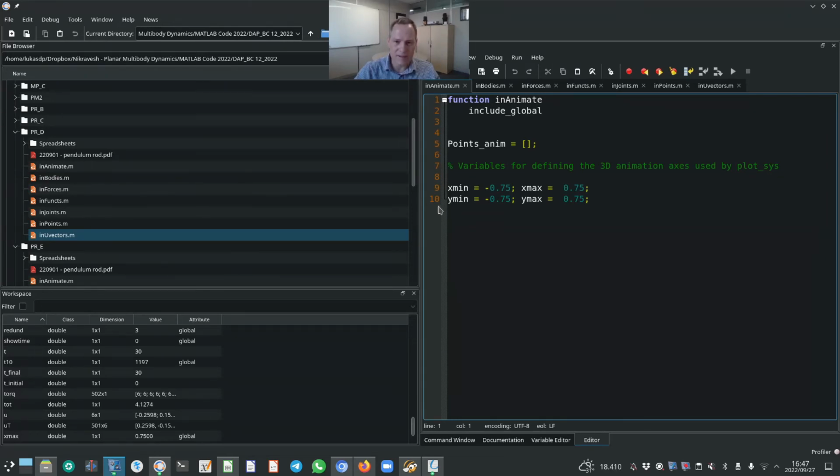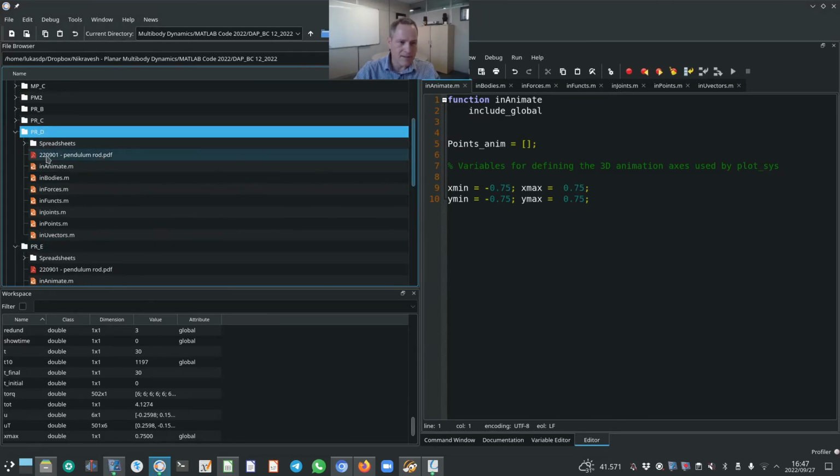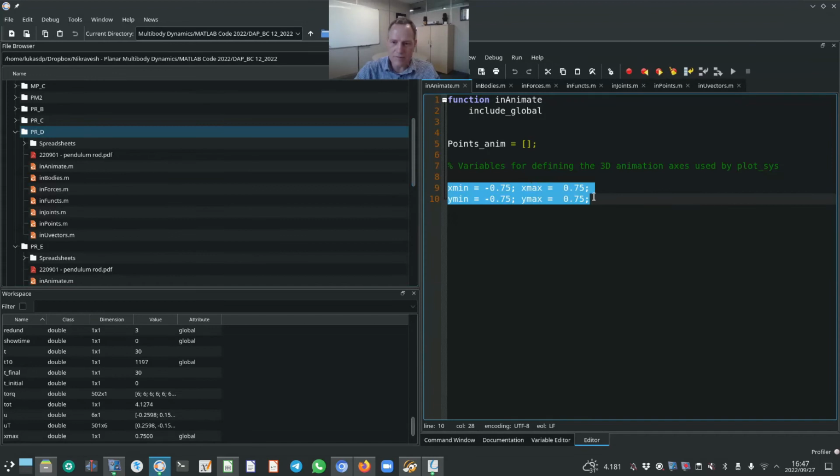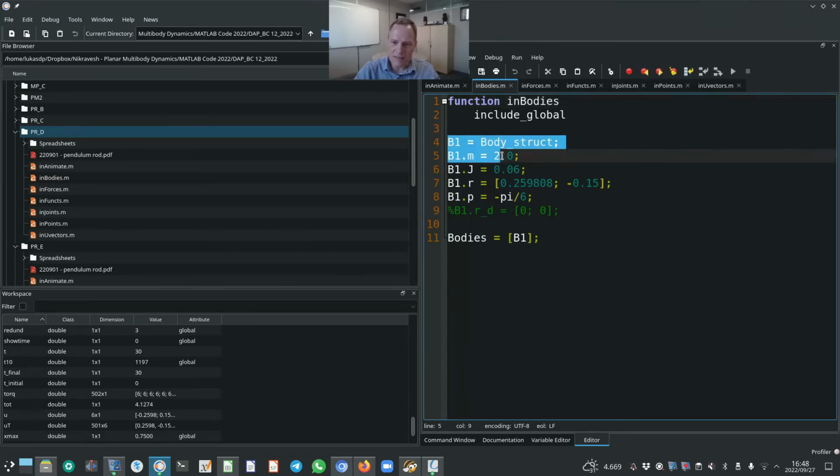Okay, so let's look at the input files that I used to simulate the forward dynamics of the pendulum rod. I've opened the files. They are listed in alphabetic order as they are in the model subdirectory. Inanimate is exactly the same as before, with the limits being minus 0.75 and plus 0.75 meters respectively, both in the x and y directions. Inbodies is also exactly the same. Just note that as before, if you don't specify the initial velocities of body 1, the default value is used, which in our case is correct. The default value of 0, 0 is indeed correct.